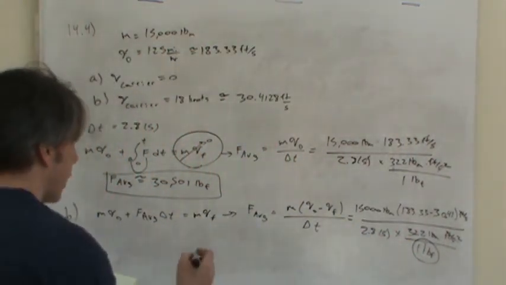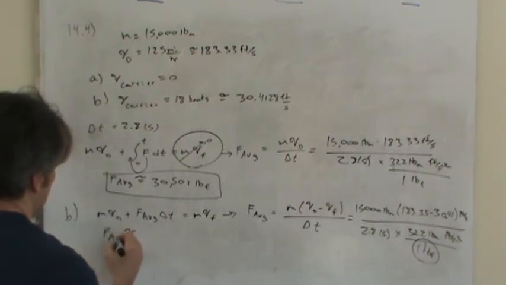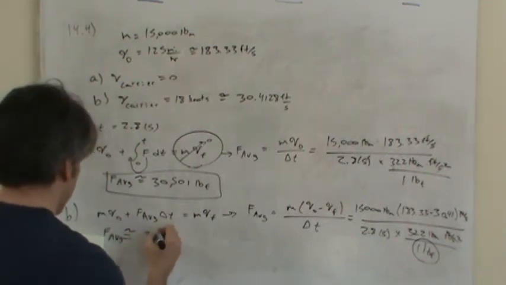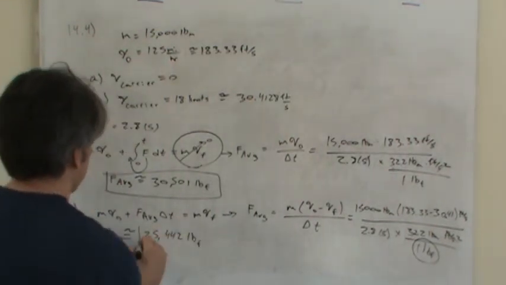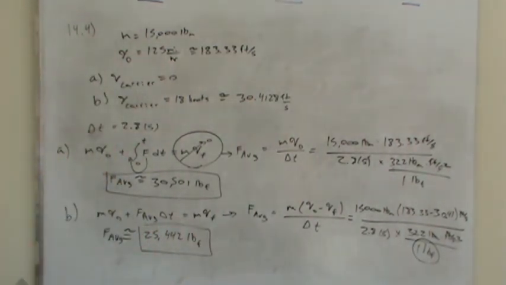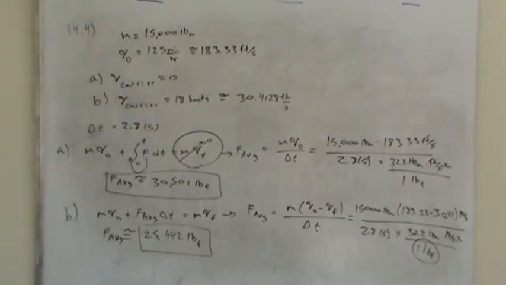And the amount of force required in case B is about 25,442 pounds of force, which is 5,000 pounds less. That's what, 2.5 tons less force or so, approximately. So that's a significant difference.